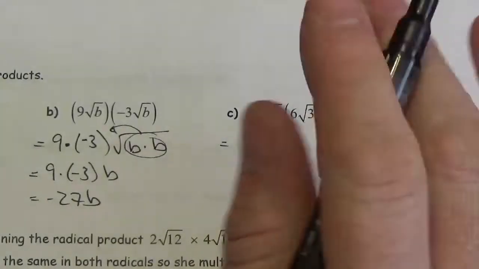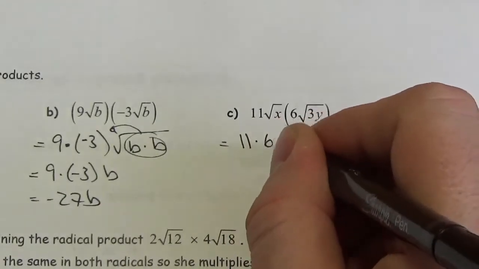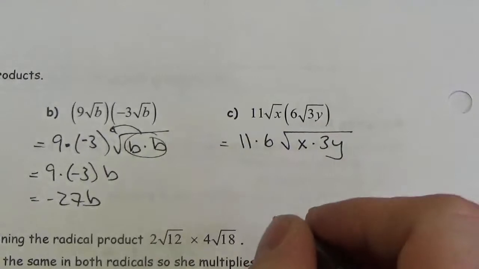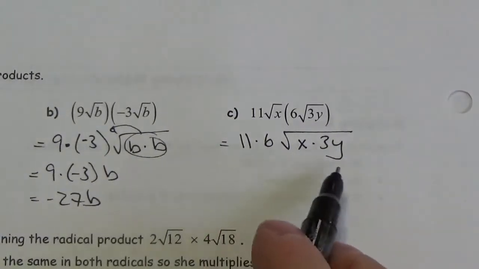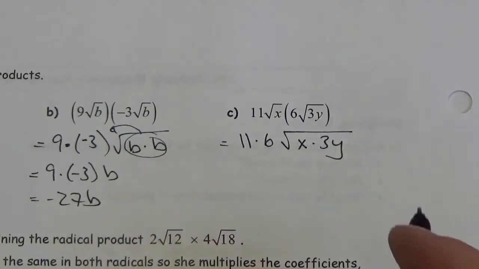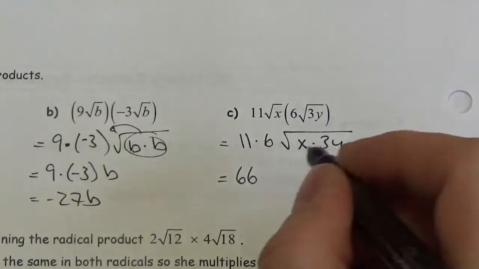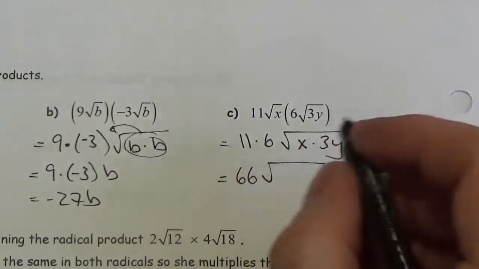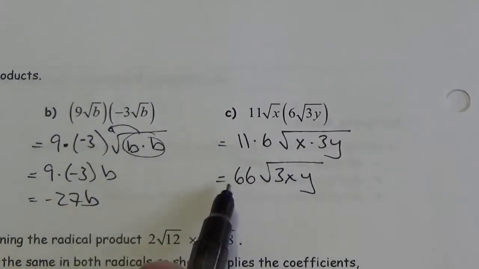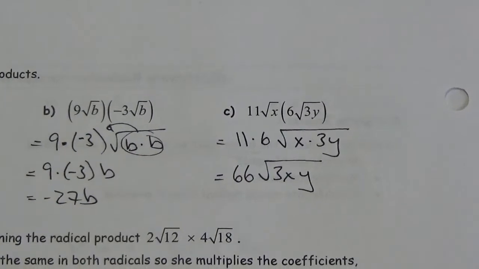Over here, 11 root x multiplied by 6 root 3y. Okay. But still, I'm only multiplying coefficient by coefficient. So 11 times 6, and then radicand by radicand. So x multiplied by 3y. Well, notice that there's no repetition of factors in the radicand. So that is about as simple as that's going to get. But I can simplify the coefficient to get 66 root, and then I might just put this in an order that looks a little bit better. I'll put the coefficient out front there. So 66 root 3xy. And that's the simplest form.